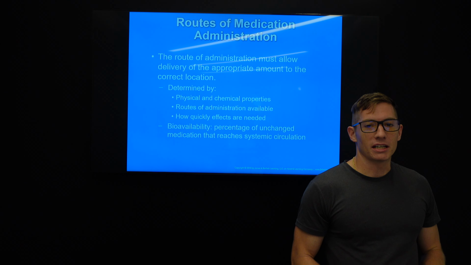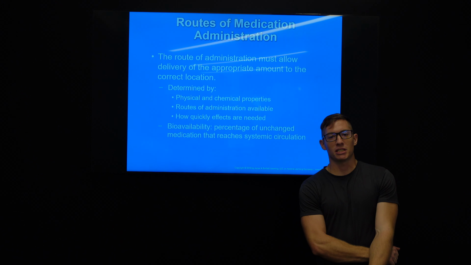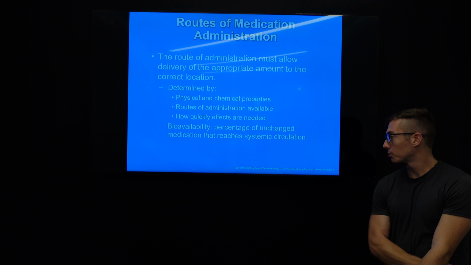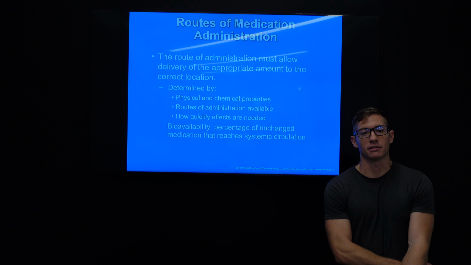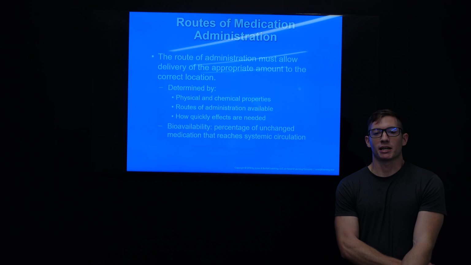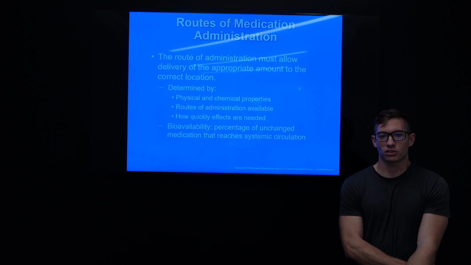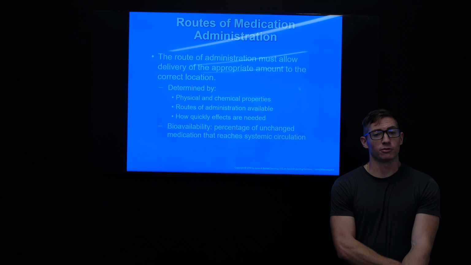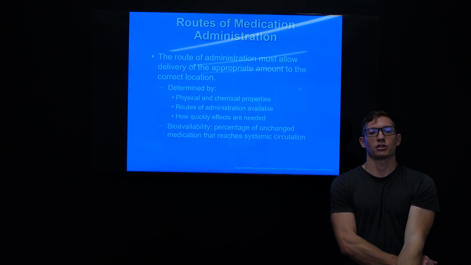So our routes of medication administration must be capable of delivering the appropriate amount of medication to the correct locations in the patient's body. It's determined by the physical and chemical properties of the medication and the routes of medication available for a patient. How quickly these effects are needed depends on the bioavailability, the percentage of the unchanged medication that reaches the systemic circulation.